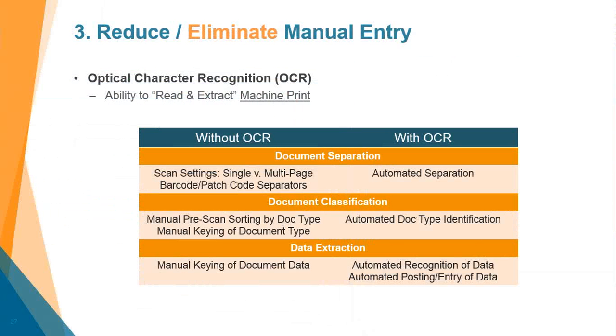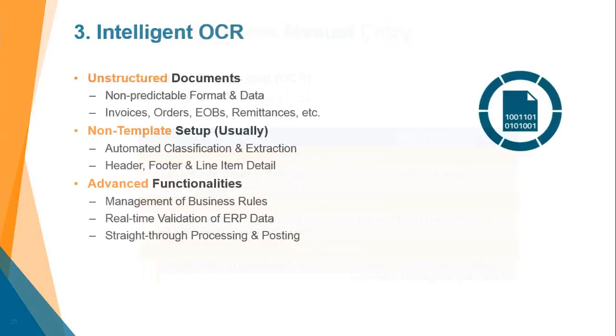Now let's quickly focus on OCR, optical character recognition. We get lots of calls, lots of questions on this. And simply put, there are lots of different flavors of OCR, either zonal OCR or full text OCR, but essentially intelligent OCR allows the ability to do automated separation of those manual tasks associated with sorting, classification, or keying.